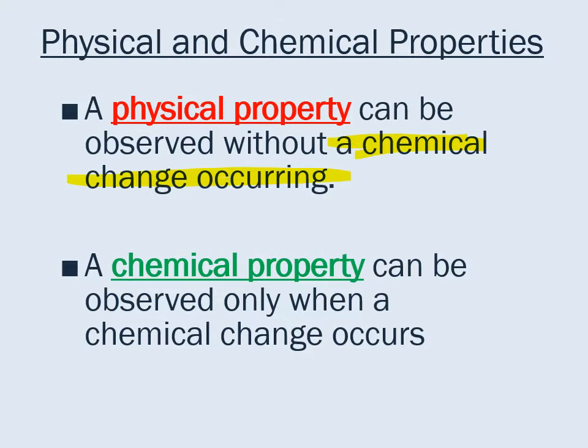So like color, could you determine the color of something without doing a chemical reaction? Yes, you can, because you can look at it and see the color. Versus a chemical property, that can only be observed when a chemical change happens. So to determine if something is flammable or not, if it will light on fire, guess what? You have to try and light it on fire. And when you light something on fire, that's a chemical change. And if it catches on fire, oh, it's flammable. You know that. But you couldn't know that without trying to catch it on fire, which is a chemical change.